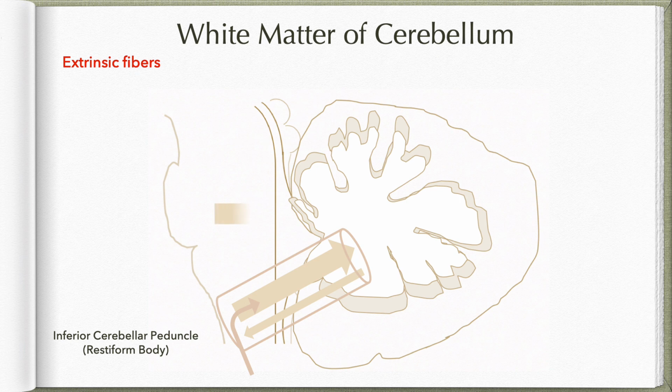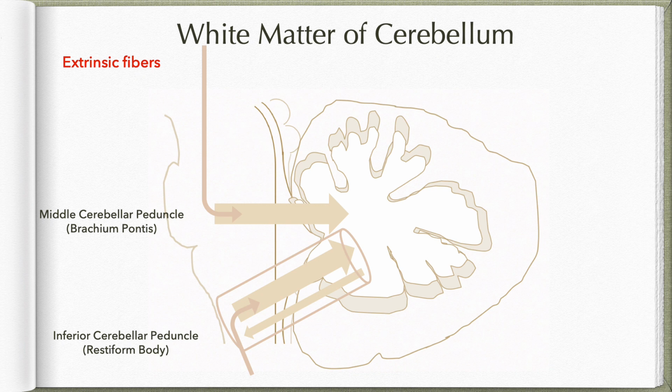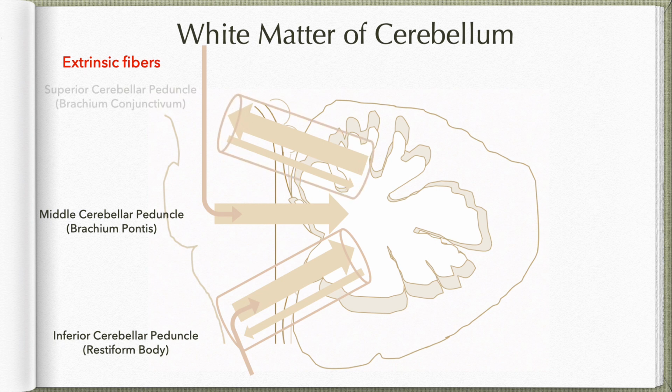The middle fiber bundle connecting the pons to the cerebellum is made up of entirely afferent fibers to the cerebellum. It's known as middle cerebellar peduncle, or otherwise known as Brachium Pontis. And the upper fiber bundle connecting midbrain with the cerebellum has fewer afferent fibers but mainly efferent fibers from the cerebellum, and this is known as superior cerebellar peduncle, otherwise known as Brachium Conjunctivum.